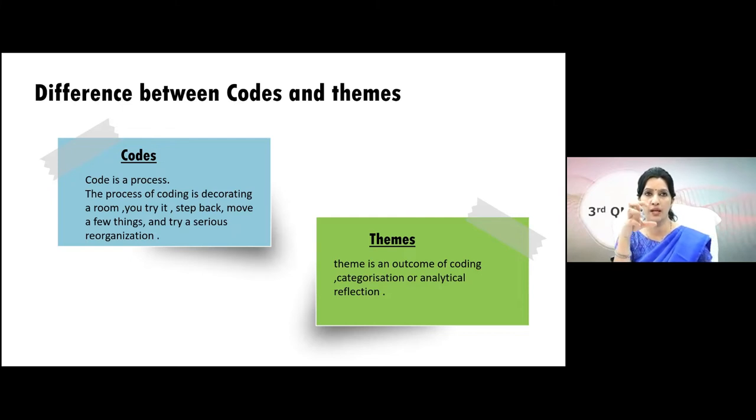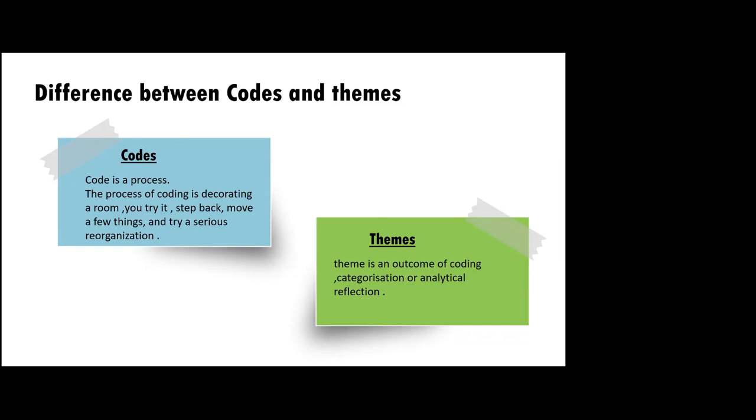You try to arrange those codes, but again, you step back, move a few things, see the setting, and then try a serious organization. So those are the codes. And the outcome which appears after you have placed all those items, after you have made the categorization or done an analytical reflection, that is the theme. Did you get the difference between a code and a theme, or should I repeat it? Am I making sense to all of you? Yes, ma'am. Okay, thank you.